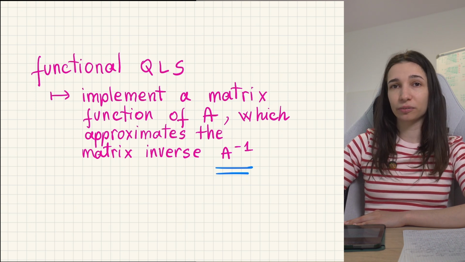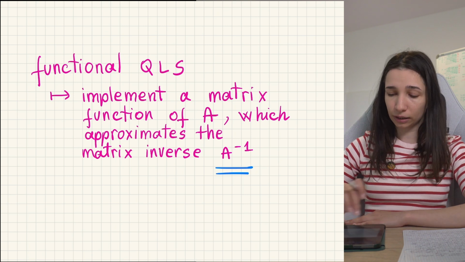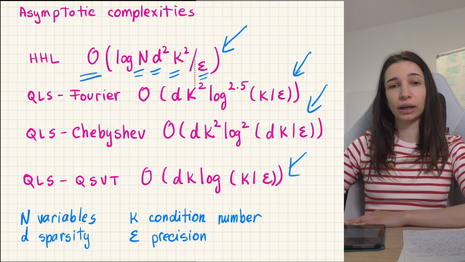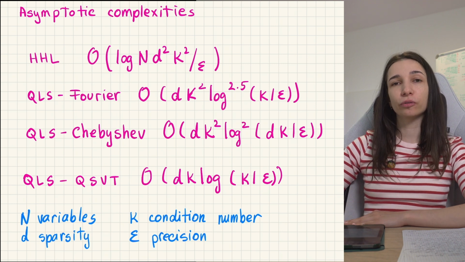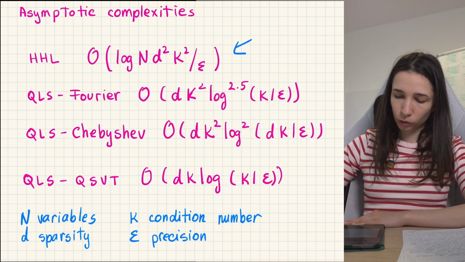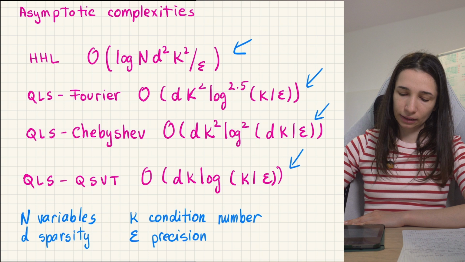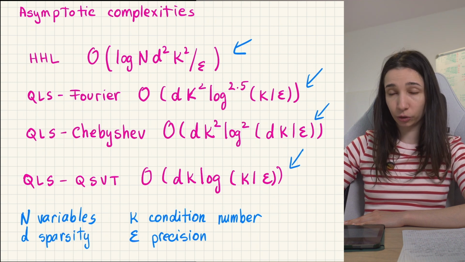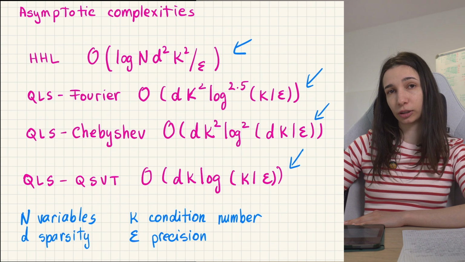I'm going to clarify next what A to the minus 1 is, but before that, I would like to take a brief look at the asymptotic complexities. In this work, we compared 4 functional quantum linear solvers: HHL, quantum linear solver based on Fourier polynomials, and 2 methods based on Chebyshev polynomials, namely QLS-Chebyshev and QLS-QSVT, where QSVT stands for quantum singular value transform.